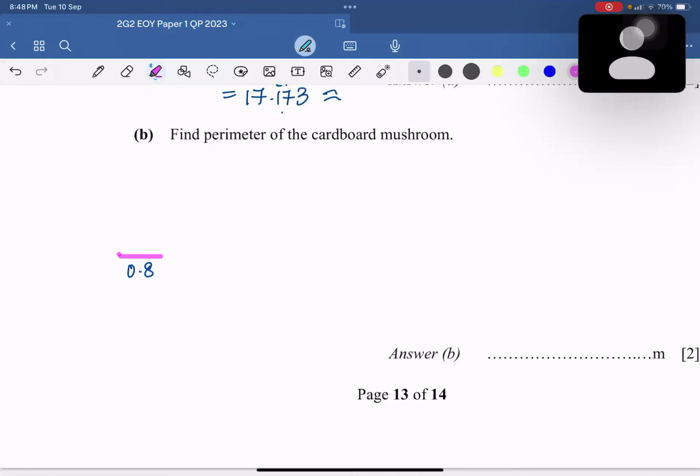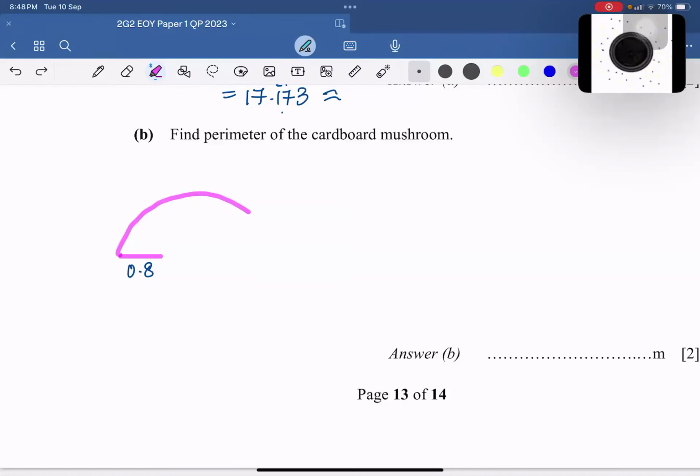Next one, how do I find the arc of a semicircle? Easy. Pi r l is the curved surface area of a cone. What's the formula for the circumference of a circle? 2 pi r. But if I want half, I get half times 2 pi r, or half times pi d also can.